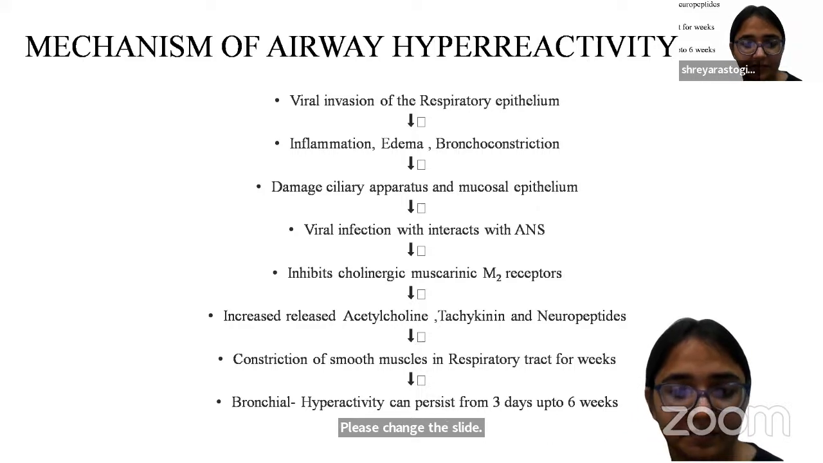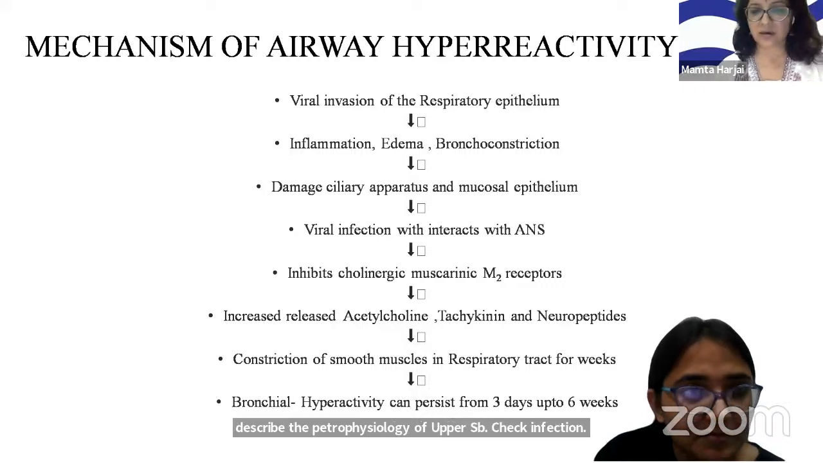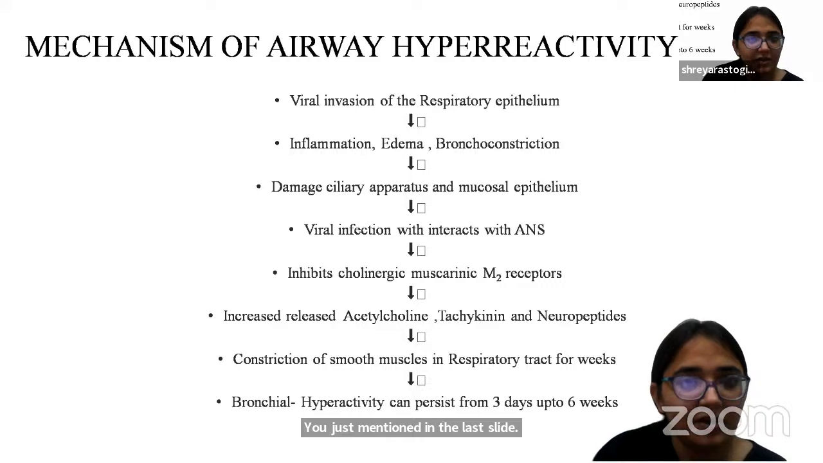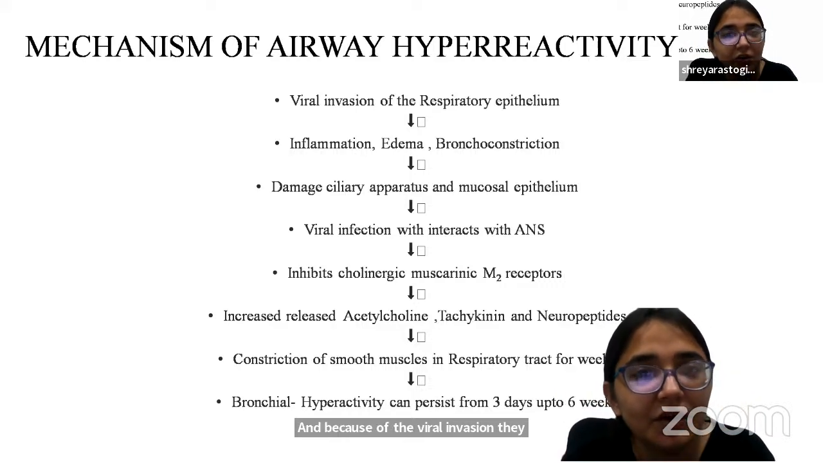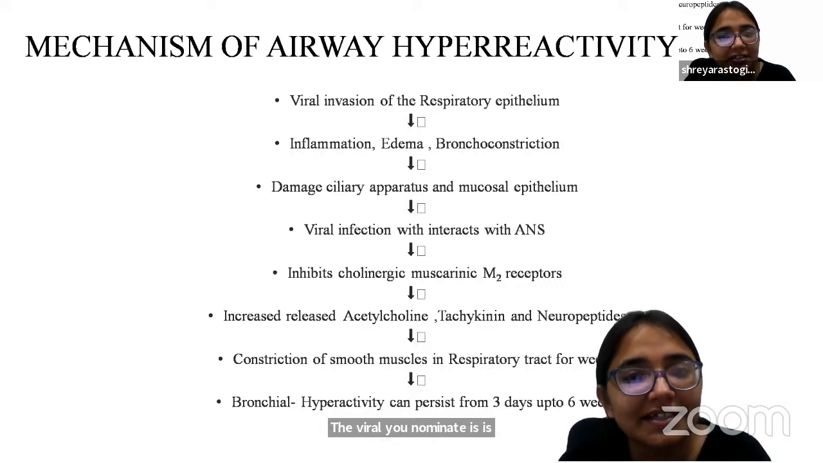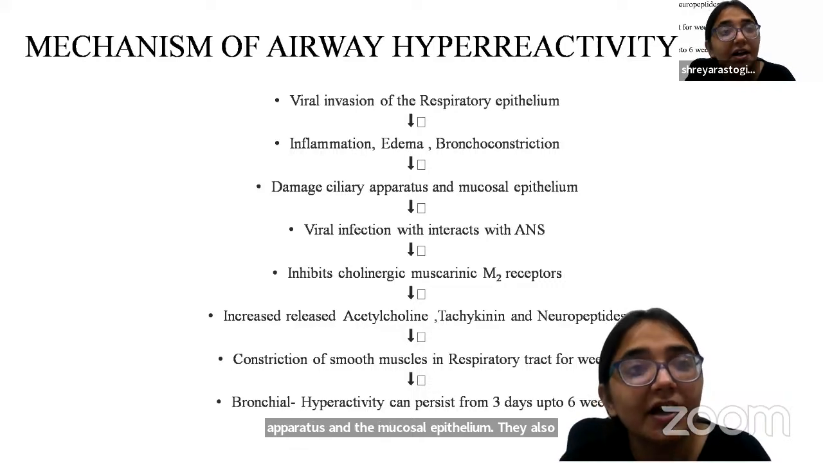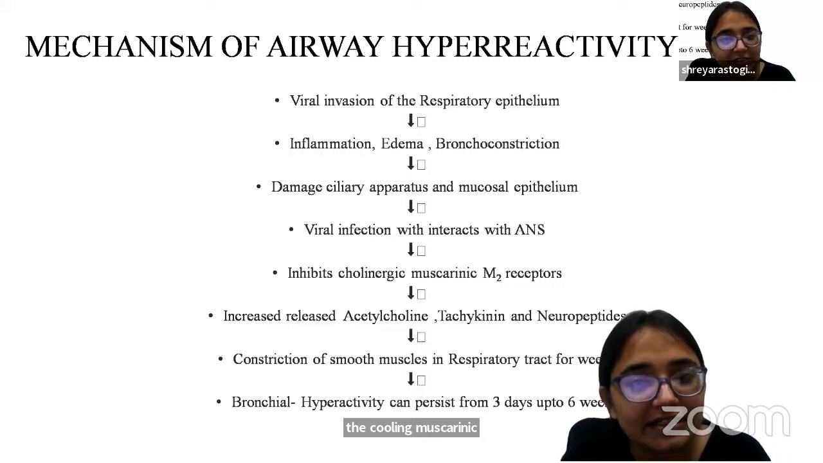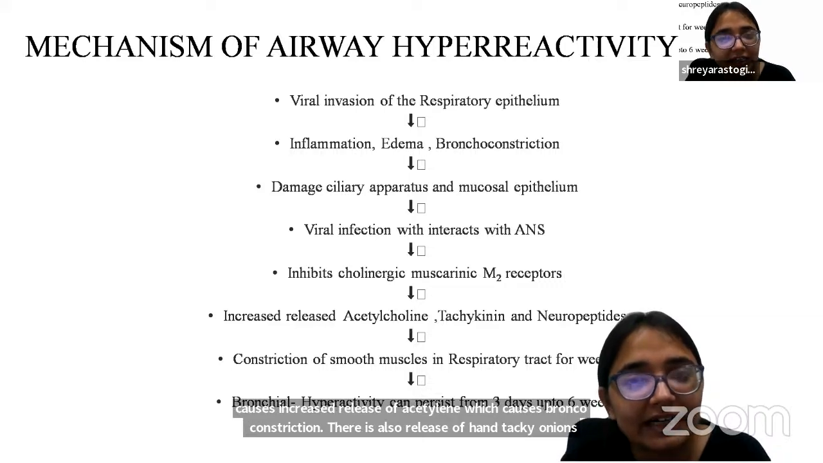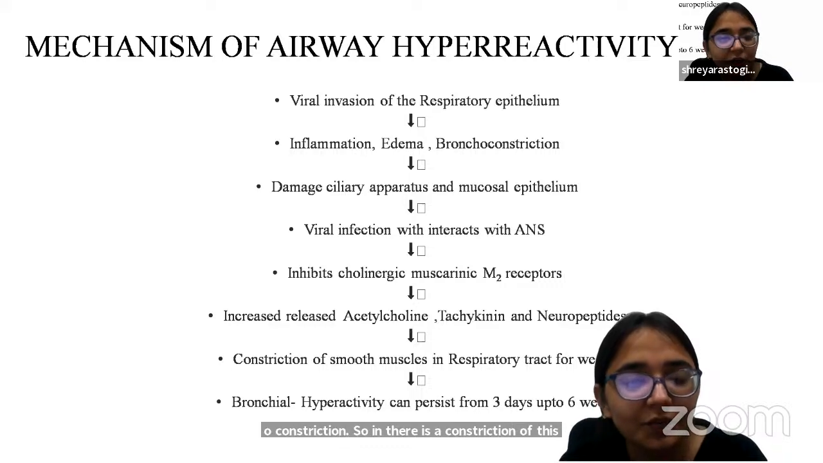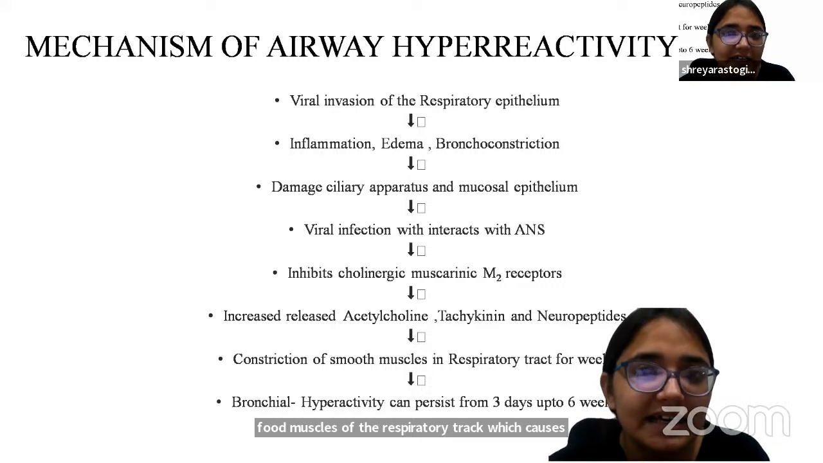Can you describe the pathophysiology of upper respiratory tract infections and how they influence the risk of these perioperative respiratory adverse events you have just mentioned in the last slide? Yes, ma'am. Because of the viral invasion, they invade the respiratory epithelium, which in turn causes inflammation of the respiratory mucosa and later leads to edema. The viral neuraminidase damages the ciliary apparatus and the mucosal epithelium. They also affect the autonomic nervous system, where they inhibit the cholinergic muscarinic type 2 receptor, which in turn causes increased release of acetylcholine, which causes bronchoconstriction. There is also release of tachykinins and neuropeptidases. Plus, there are inflammatory mediators like prostaglandins, bradykinins, and histamines, which increase the bronchoconstriction. So, there is constriction of the smooth muscles of the respiratory tract, which causes bronchial hyperreactivity, and this can persist from 3 days up to 6 weeks.